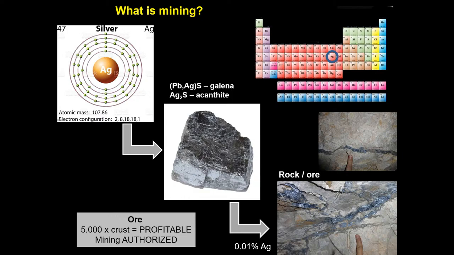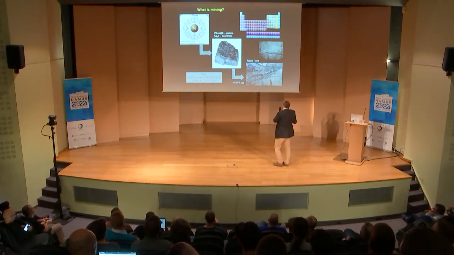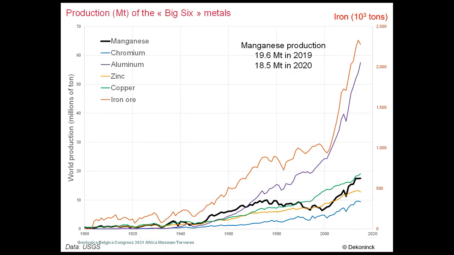And this is important. In Western Europe and in other countries, you need an authorization to extract. This is not the case everywhere in the world. I will show you that. And you can see that we extract a lot of iron, 2.5 billion tons, a lot of manganese, chromium, and so on. In fact, we extract each year 92 billion tons of geological resources.